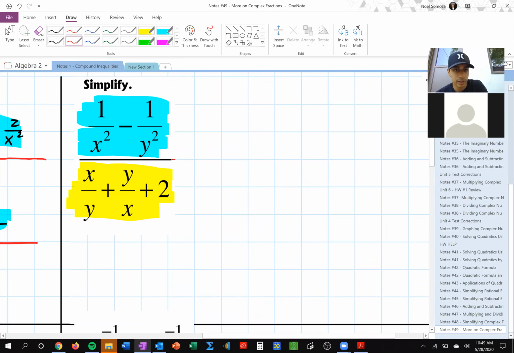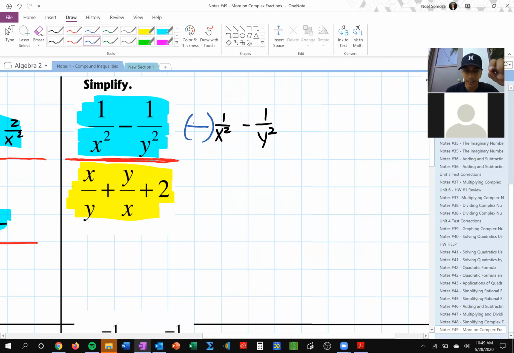Then I'm going to highlight over my big fraction bar to distinguish between the big numerator and the big denominator. Now let's shuffle some of this off to the side. We have 1 over x squared minus 1 over y squared. In this case, I want those to be common denominators. What do I need to multiply to the fraction on the left that the fraction on the right already has?